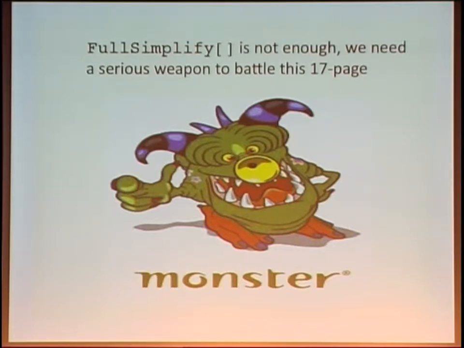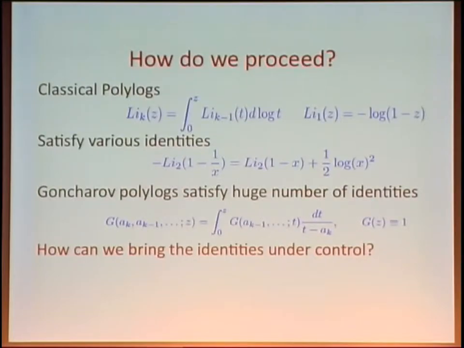Okay, so this is what I'll try to explain to you. So how do we proceed? What do we have? This horrible expression, 17 pages, special functions. What do we do? Let me just quickly go over some steps, the cast of characters. What are the types of functions that we see?